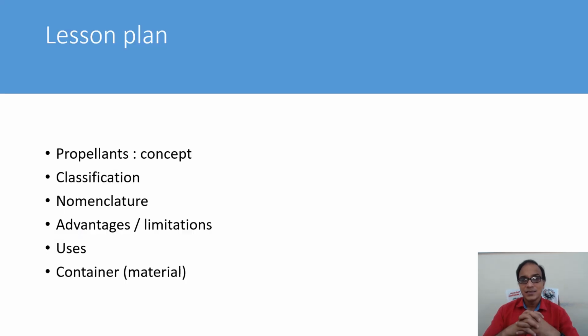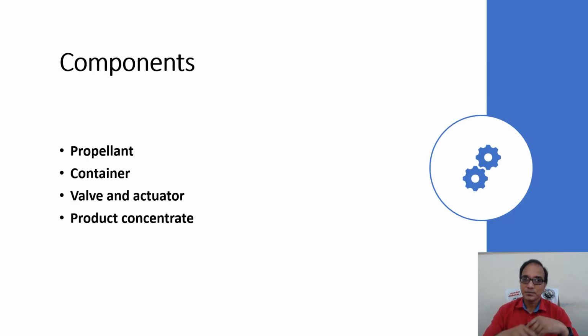The lesson will be covered under the heads propellants, the concept of propellant, classification of propellants, nomenclature of propellants, advantages, limitations, uses, container and material types. So let's start our discussion with components. First of all, many times whenever there is a question in the pulmonary drug system, the definition is asked, number one, the advantages and limitations are asked, and the components are asked, and one of the components may be asked in detail out of that.